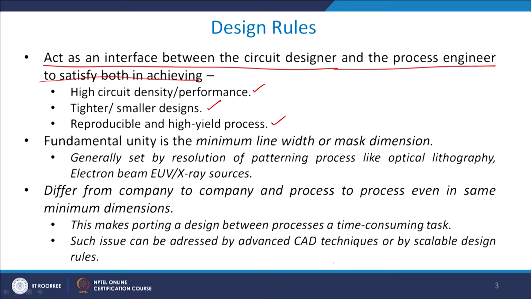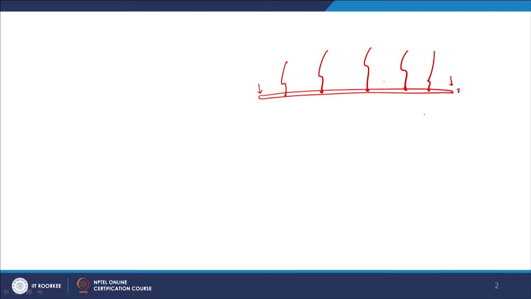Now, the fundamental unit is the minimum line width or the mask dimension. This is very important. As I discussed in the previous slide, suppose you have a mask, and the mask has an opening like this. Then you can understand that this much of the mask opening will be responsible for all the photolithographic rays to go through, and as a result you will have an etching pattern typically available.